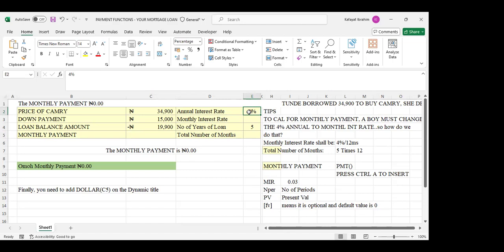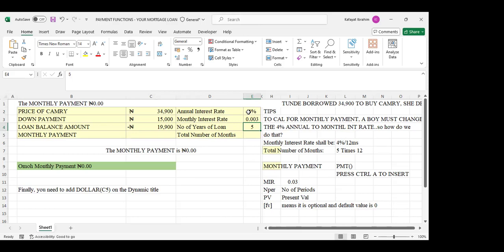So click on your E3. Can we divide it by 12? Yes, that's the answer. You divide it by 12. That's how we get the monthly interest rate. So it's equals to that 4% divided by 12. Good, thank you. So that is Mr. Tunde's monthly interest rate, 0.003, if he wants to be paying on a monthly basis.